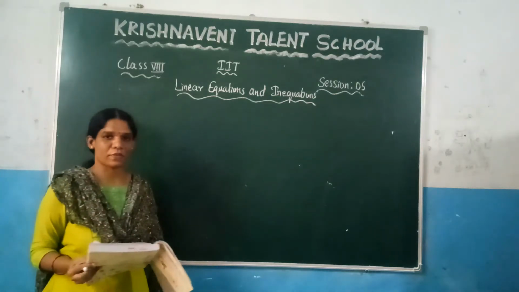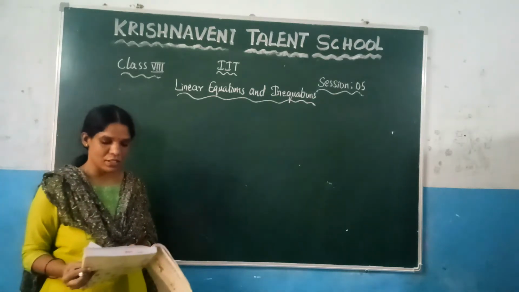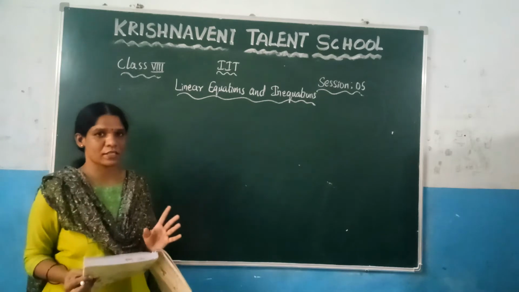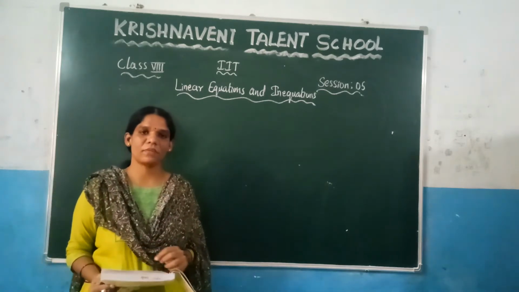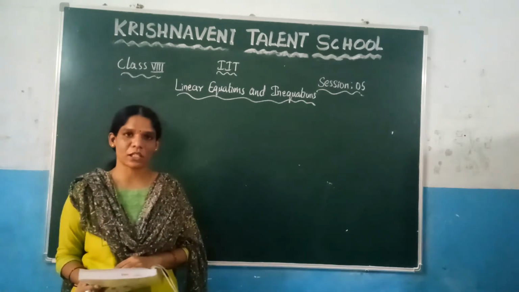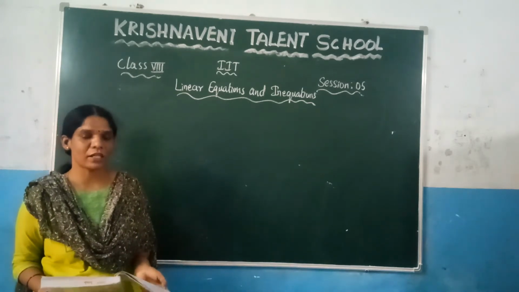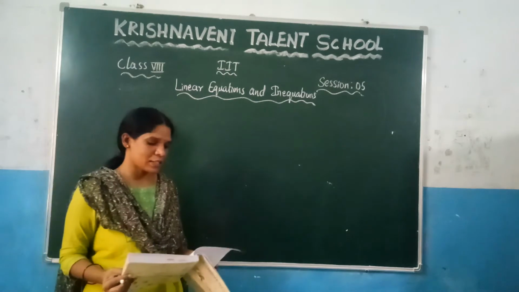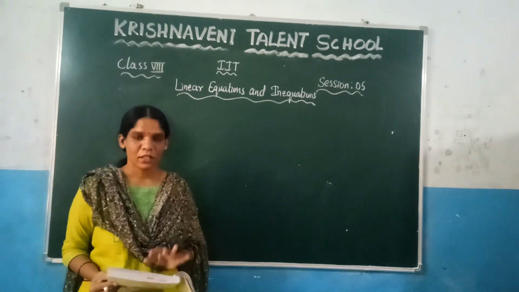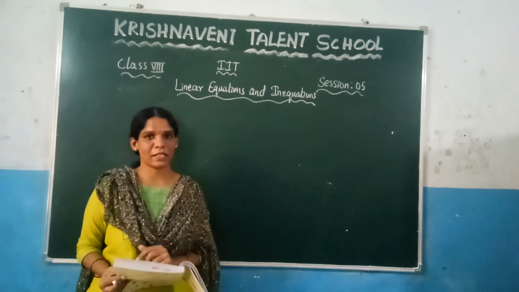We have discussed how to solve two simultaneous equations. We discussed that there are four methods, and we already covered three of them: the cancellation method, the substitution method, and the addition and subtraction method. Now we are going to see the graphical method.